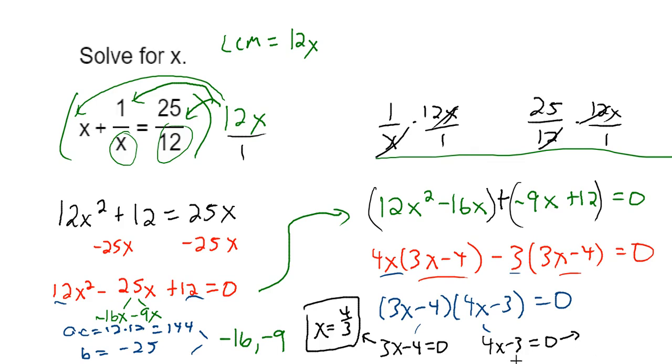And from this one, you'll add 3 and then divide by 4, and so you'll get x equals 3/4. Right? So I didn't write out the steps, but I at least verbally stated what they were. All right, and so those will be your two answers.